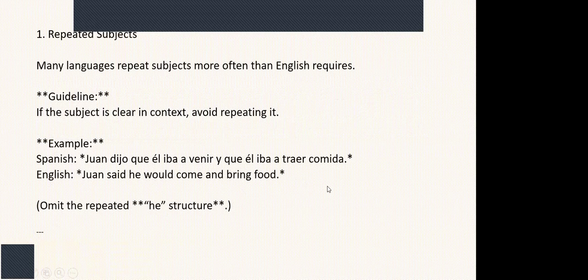Okay. I'm bringing in some instances here of the omission, right? Some omissions. So take a look, some repeated subject, that could be the case. In some languages, subjects are repeated, like mañana por la mañana, right? Now, guideline: if the subject is clear in context, avoid repeating it. So, no mañana por la mañana, simply mañana. That's it. If you want to say anything else, mañana temprano, maybe, something like that.